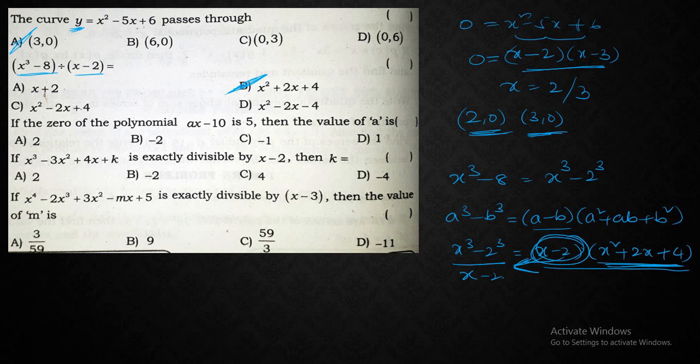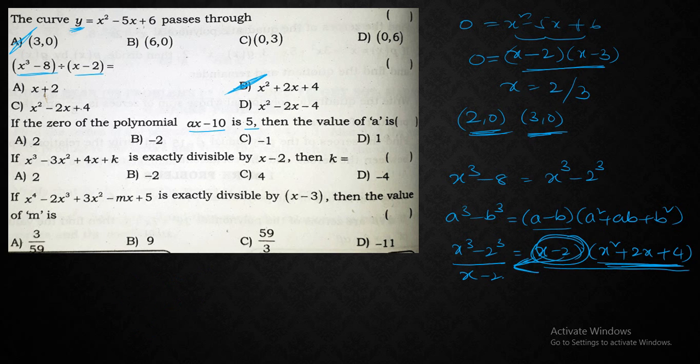If the zero of the polynomial ax minus 10 is 5, he has given. So from this what I can say, ax is equal to minus 10, if I transpose it becomes 15. Then what is the value of a? If the zero of the polynomial ax minus 10 is 5, then the value of a is, so what he has given, if the zero of the polynomial is 5, right? So this is not the situation.